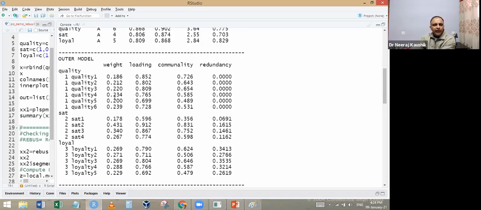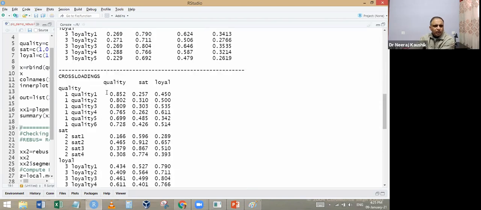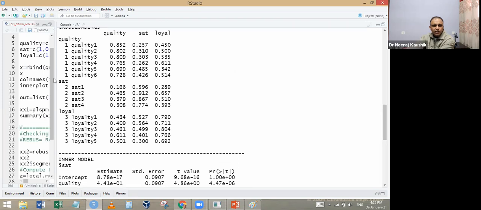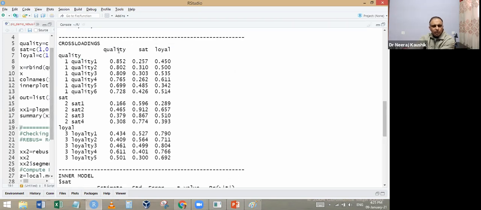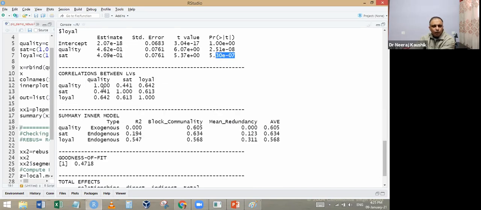Outer model. Now this is for the weights. Okay, and these are the loadings. Remember, these loadings are required for computing the AVE. Communality and redundancy are not required. Then these are the cross loadings, just to check: every item should be highest in its own construct and low in the others. That's okay. Inner model: quality has an effect on satisfaction, and the T value is 4, P value is very, very small, good. Quality has an effect on loyalty, yes. Satisfaction has an effect on loyalty, yes. Correlation, so this can be square rooted, this is AVE.